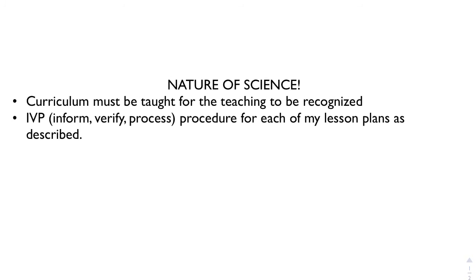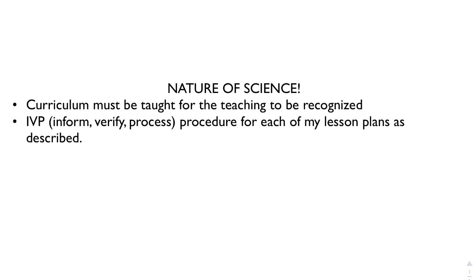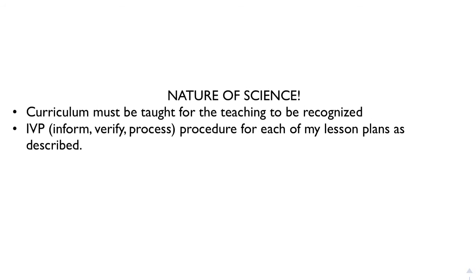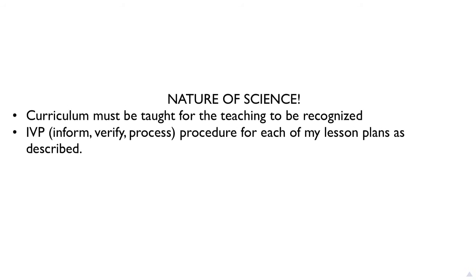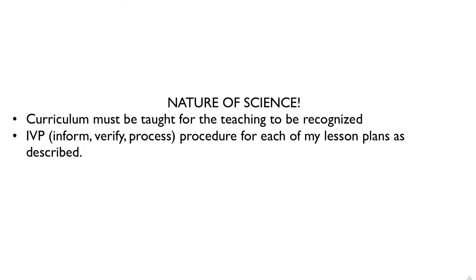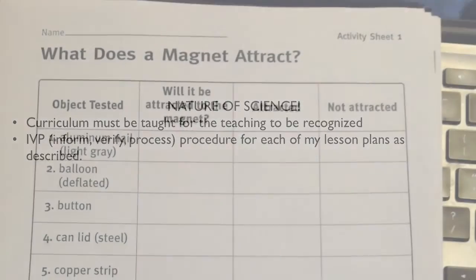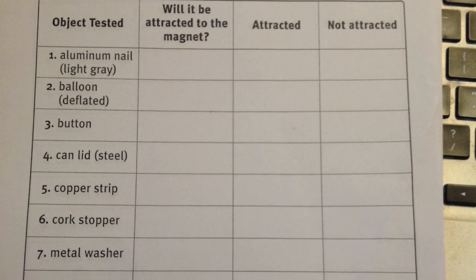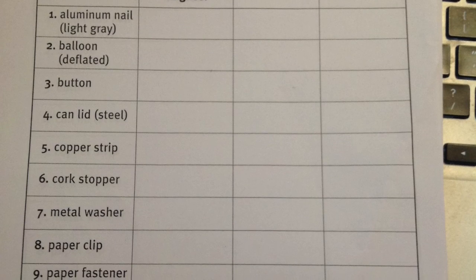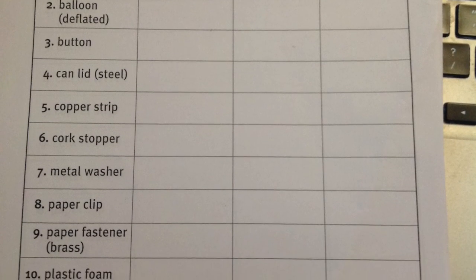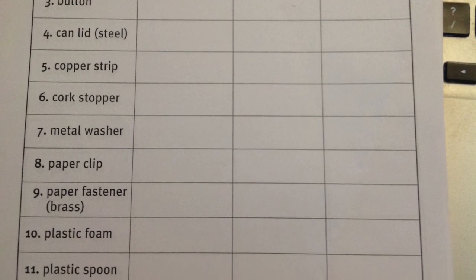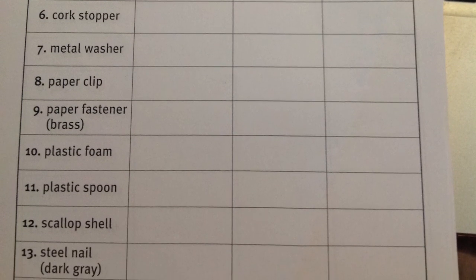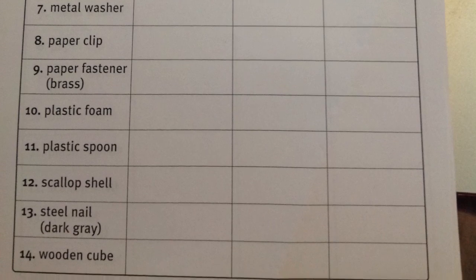The nature of science must be taught in order to be enacted. I did this for both of my lesson plans during the PIP semester. During the first lesson plan, What Does a Magnet Attract?, I used the inform, verify, and practice procedures. I informed the students what a magnet was and then had them take a pre-assessment. After this, I taught the lesson, which verified the knowledge that they might or might not have known. After this, we practiced this knowledge by going back to the pre-assessment and finding out what actually did and did not attract the magnet, which was putting it into practice.